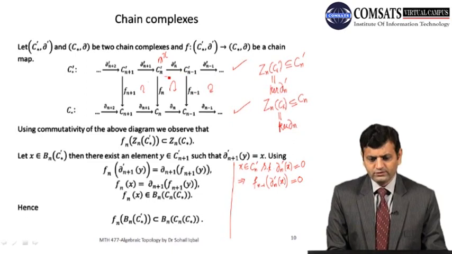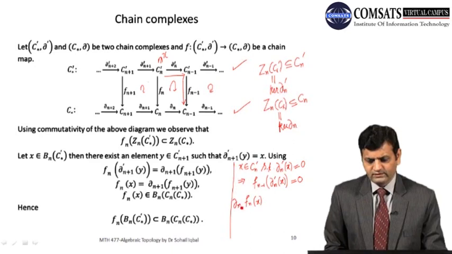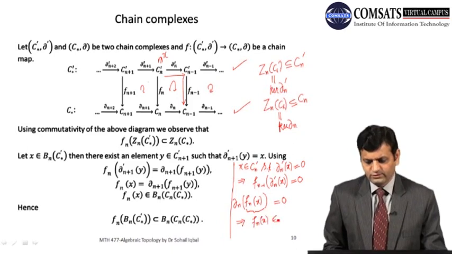So in other words, we follow this route, first applying partial n prime and then applying fn minus 1, and we get 0 here. Similarly, since this diagram is commutative, if I apply fn on x first and then I apply partial n on it, then it should also give me 0. So this implies that this element fn of x belongs to the kernel of partial n.